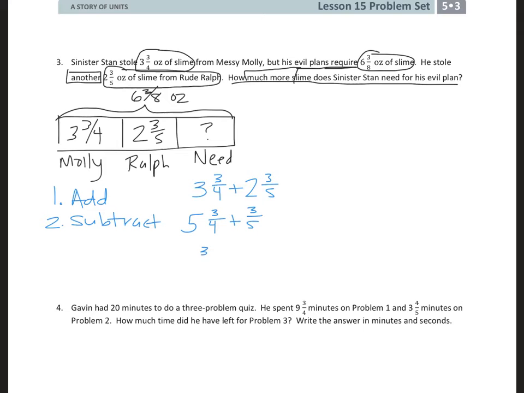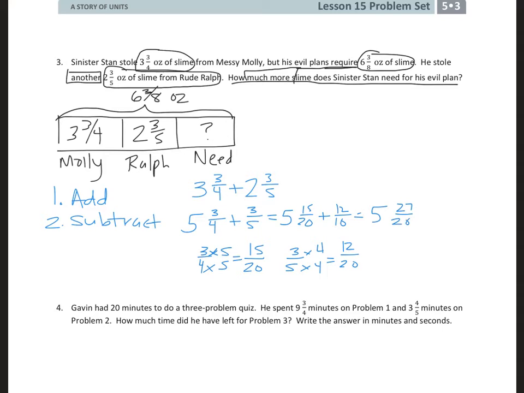So if you think about it, okay, 3/4. I'm going to multiply that by 5 because that's going to give me something out of 20ths, and that's going to be 15 20ths. And then 3/5, I'm going to multiply that by 4 because that will give me 12 20ths. So now I'm able to rewrite the problem. I have 5 15/20. And I'm going to be adding it to 12/20. And that's going to give me 5 wholes and 27/20.